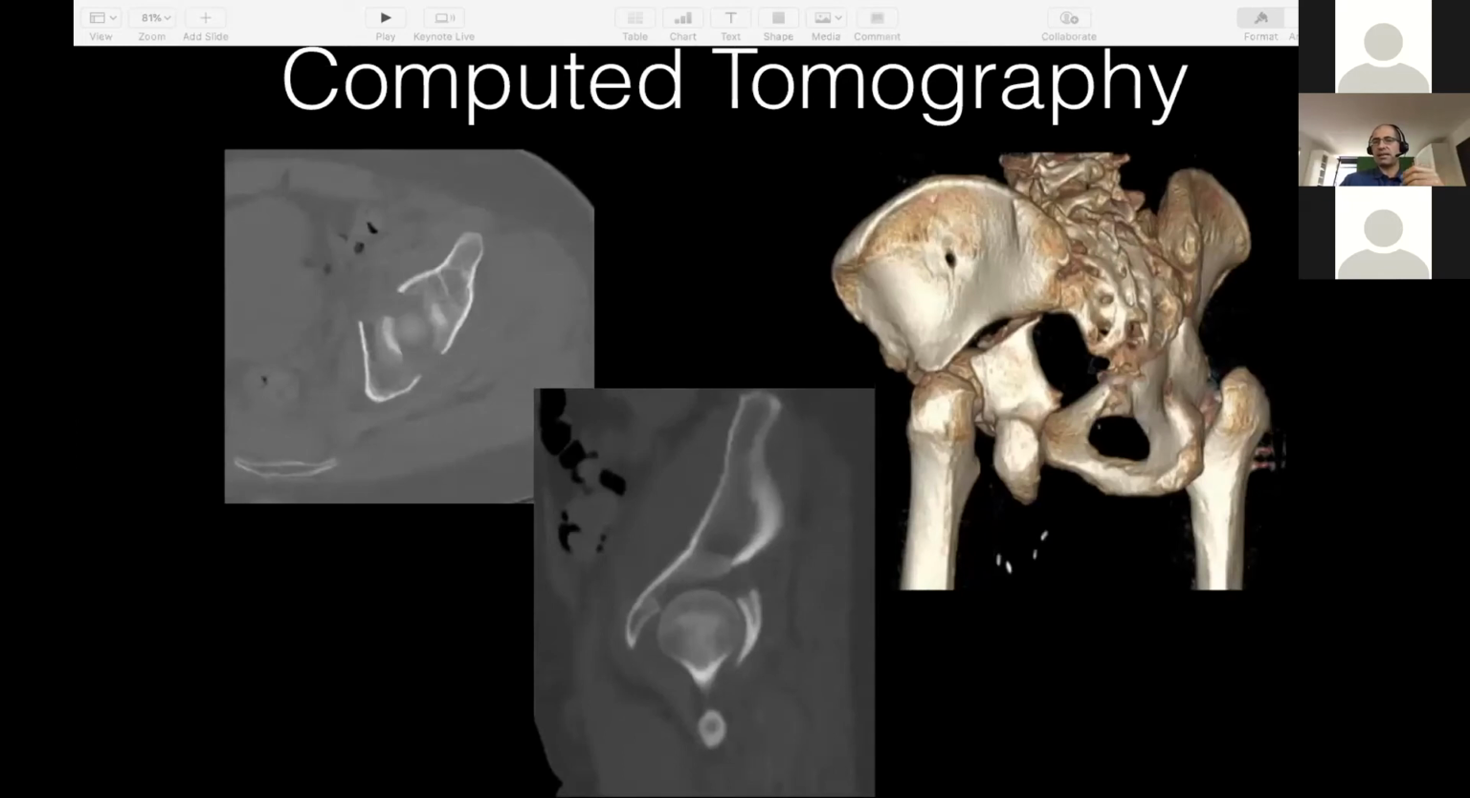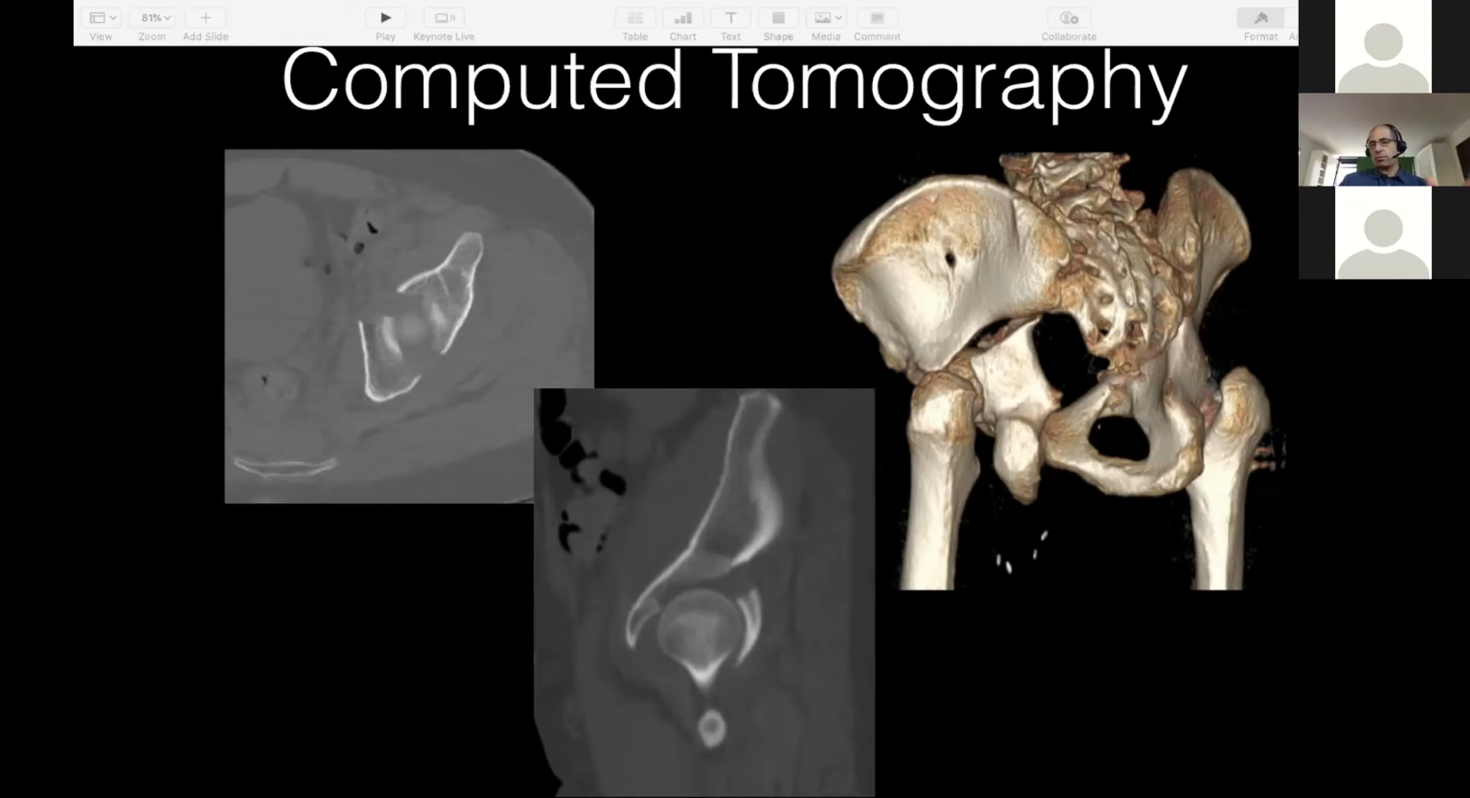Obviously, CT scans are very useful for further precisely defining the injury, but again, I think they can be very distracting if they're the first thing you start with. So whenever possible, start with a good set of plain radiographs. If you can get Judet views or oblique views, that's even better.